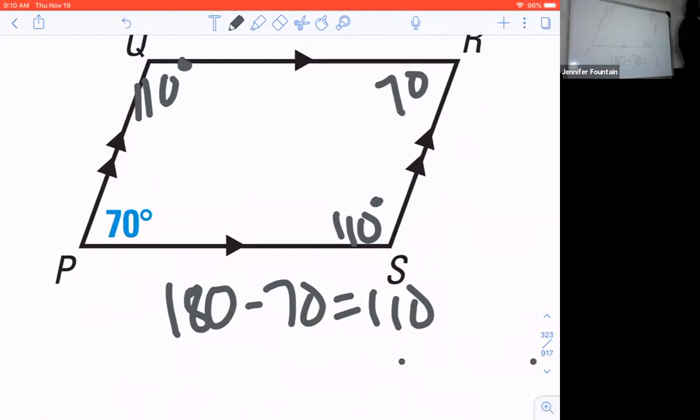Is everybody following? Is everybody comfortable with understanding that opposite angles are congruent and consecutive angles are supplementary? So even if I just know one angle in my parallelogram, I can find all 4.